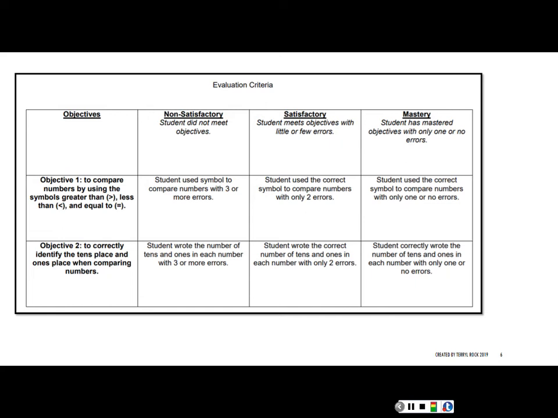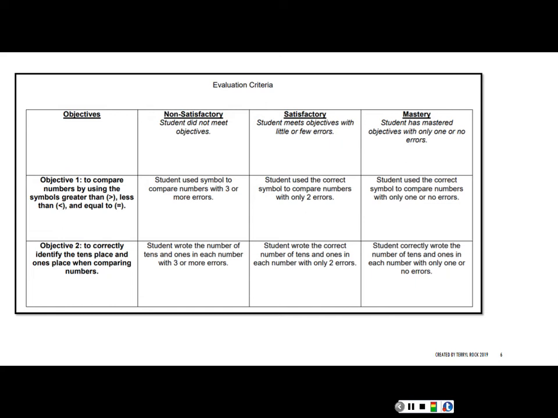So, objective. Notice how this person has put the objectives. Here's a good math one. To compare numbers by using symbols greater than, less than, equal to, and then they've come up with examples of what would be non-satisfactory, satisfactory, and mastery. This is a very simple evaluation criteria, but as you can see, it is aligned with the objectives.